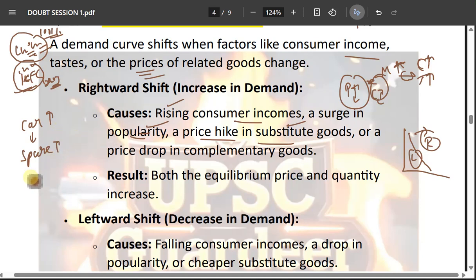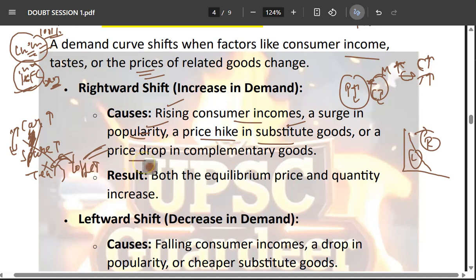Or I can say, if the tea price increases, I'll stop drinking tea and start drinking coffee. So the substitute, sorry, this is not a substitute. This is a complement, a related good. Car and spare parts are completely related. Okay, don't take this example. Tea and coffee is the example for substitute goods, if I stop drinking tea and start drinking coffee.